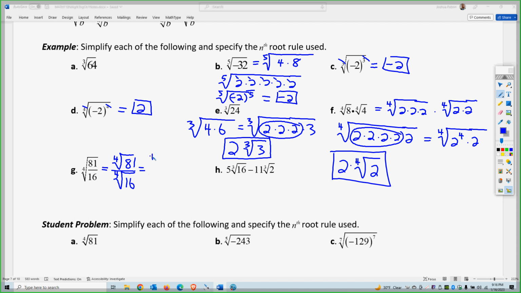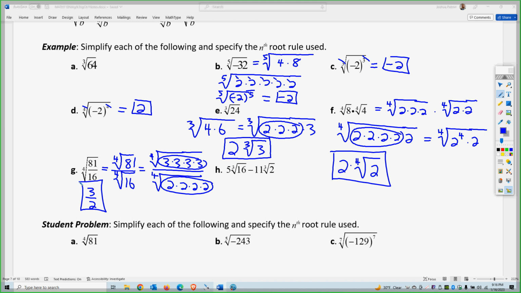So this is the fourth root of 3, 3, 3, 3, because 9 times 9 is 3 and 3, which is 81. And 16 is 4 times 4, which is 2, 2, 2, 2. So what's important here is I have 4 2's and 4 3's, which gives me an answer of 3 over 2. So that is a perfect radical. Everything came out. Okay, so we used the product rule, we used the quotient rule, we did the simplification using primes.